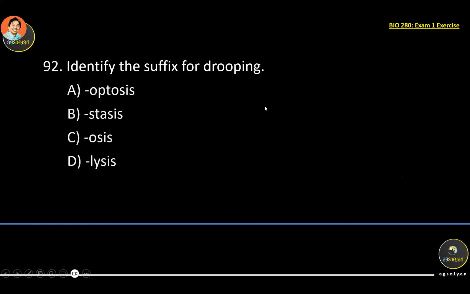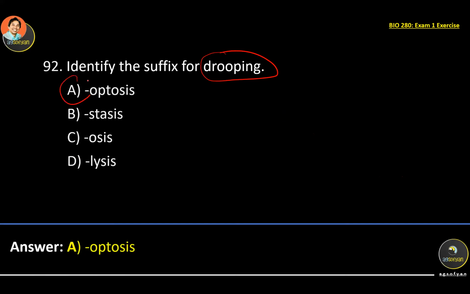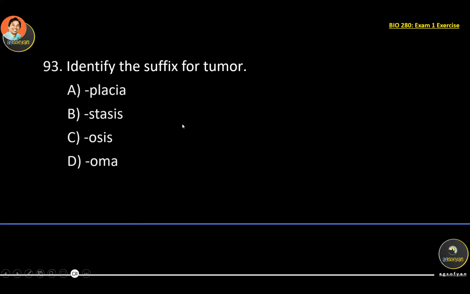Identify the suffix for drooping. Drooping is -ptosis. How about the suffix for tumor? Plasia, stasis, osis, or oma. So if you see oma, this is tumor.